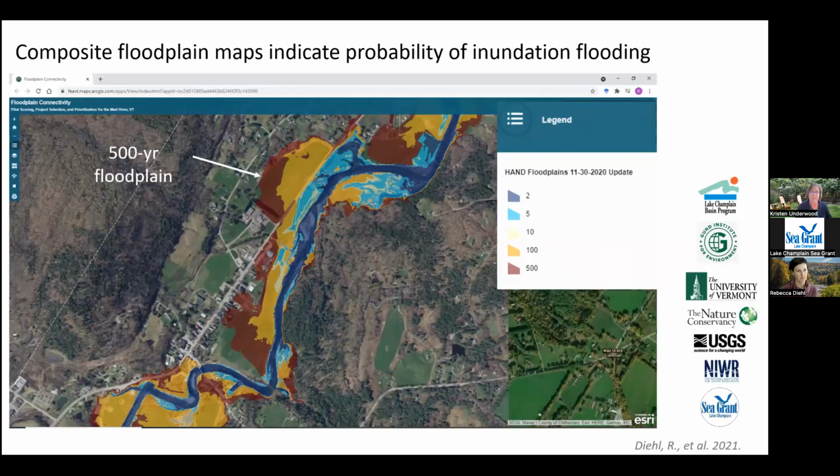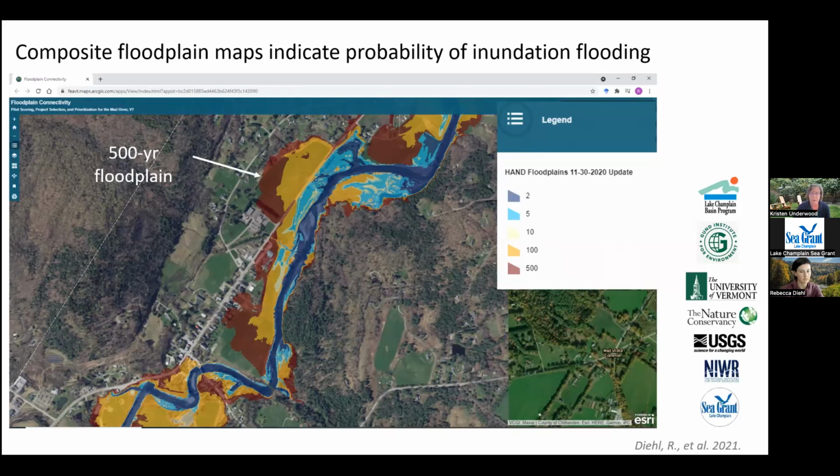To comprehensively map floodplains in the basin, a data set that didn't exist before a couple of years ago, Rebecca has led a team to develop a low complexity hydraulic modeling approach based on height above nearest drainage maps derived from high resolution digital elevation models. And Rebecca's going to talk more about these maps and how they were developed in just a few minutes.